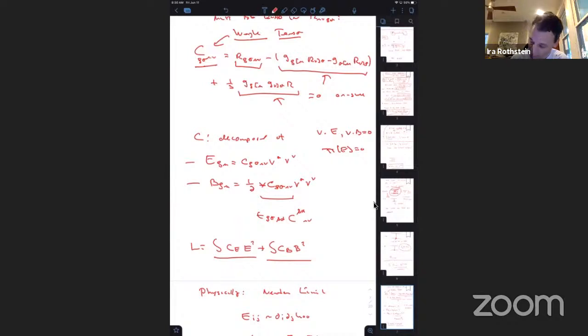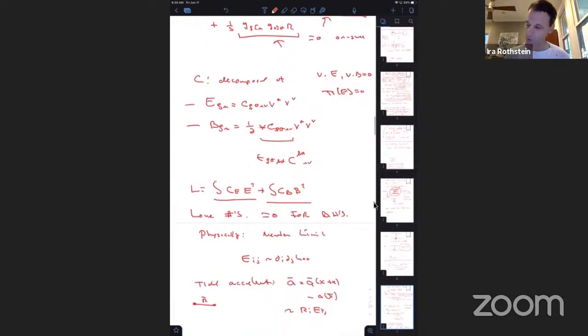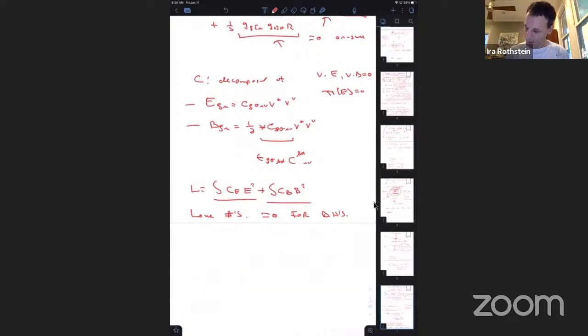And these are exactly the Love numbers, the electric and magnetic Love numbers. And they're equal to 0 for black holes, as I mentioned in the first lecture. How do you know they're 0? You perform the matching, exactly the same matching calculation we did for the charged sphere. You put the system in a background field.